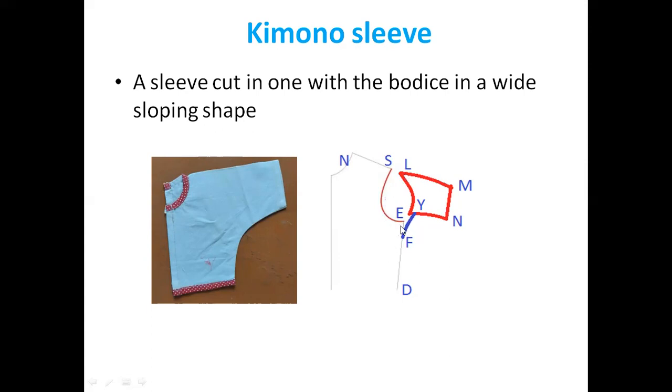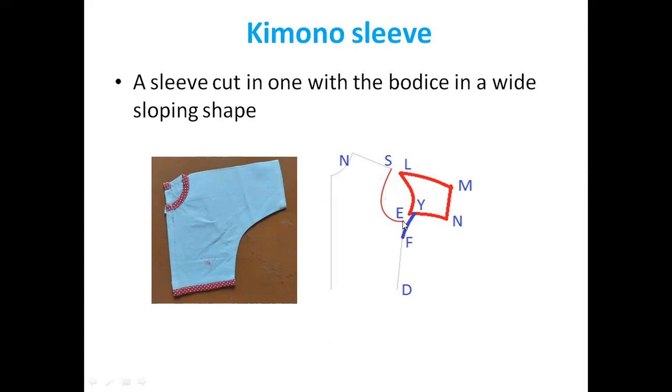What you have to do is just a simple extension from E to D in the body's direction. You have to mark a point F which is just half inch below E. Then you have to join this F with the sleeve pattern using a sloping line. Then you have to keep it on a pattern sheet and trace it.